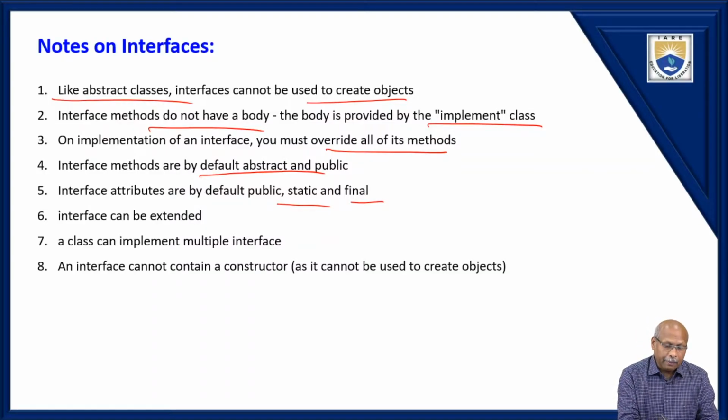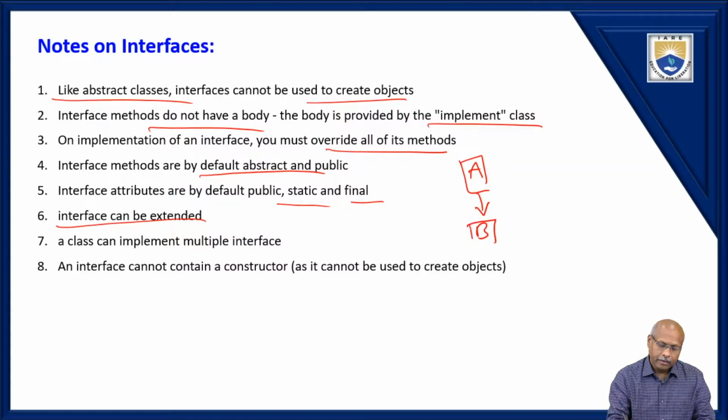Similarly, an interface can be extended. One interface can be extended by another interface. That means you can have a single level or a multi-level interface, meaning inheritance also for interface. Just like a class, if A is an interface, I can extend B also. So B is now extended from A, or I can have C also. Just like how you inherit a class, in a similar way you can inherit an interface.